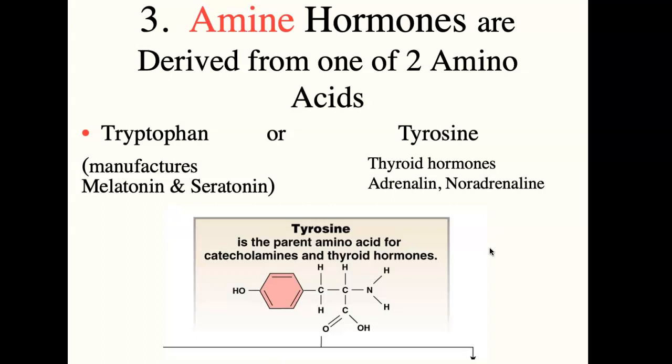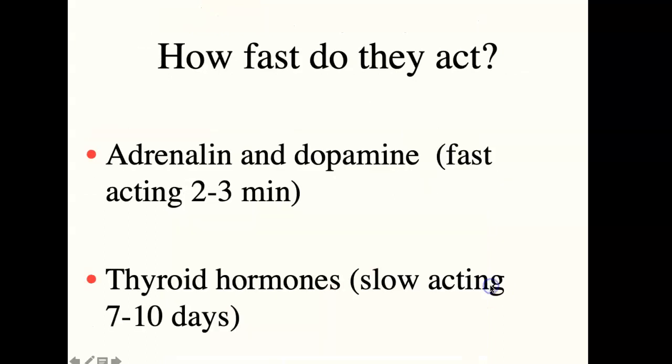Tyrosine is in a thyroid hormone, and you know about thyroxine, thyroid hormones. It's also in adrenaline and noradrenaline. This is the molecule of tyrosine, and it's not something you have to know. I just wanted to give you an idea of what the molecule looks like. How fast do they act? Well, adrenaline and dopamine are very fast acting, like 2 to 3 minutes, very quickly. And thyroid hormones are very slow acting, about 7 to 10 days.